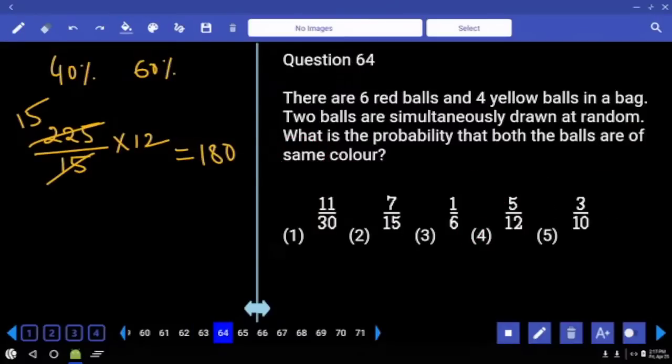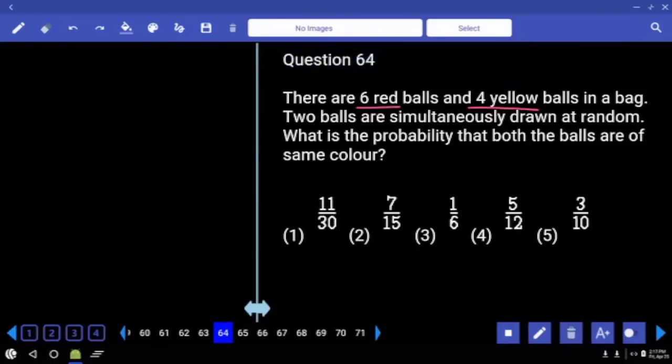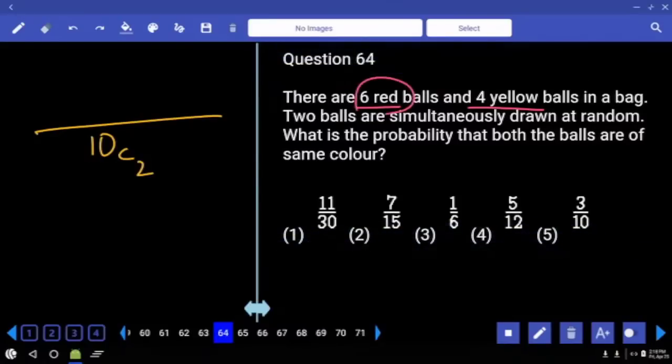There are 6 red balls and 4 yellow balls in a bag. 2 balls are simultaneously drawn at random. What is the probability that both the balls are of the same color? Total, how many balls are there? And we are picking 2 balls. That can be done in 10C2 ways. And we have to identify the probability of getting both of the same color.